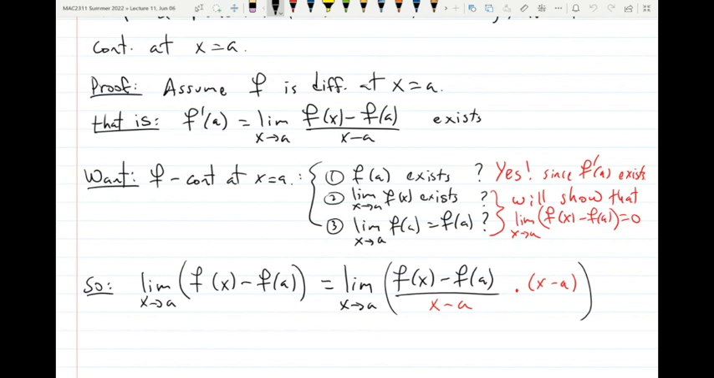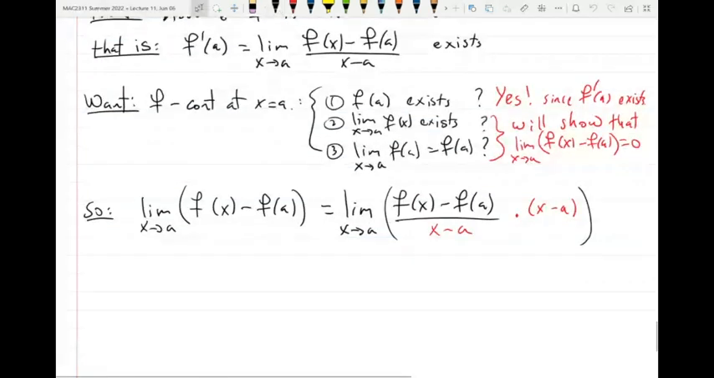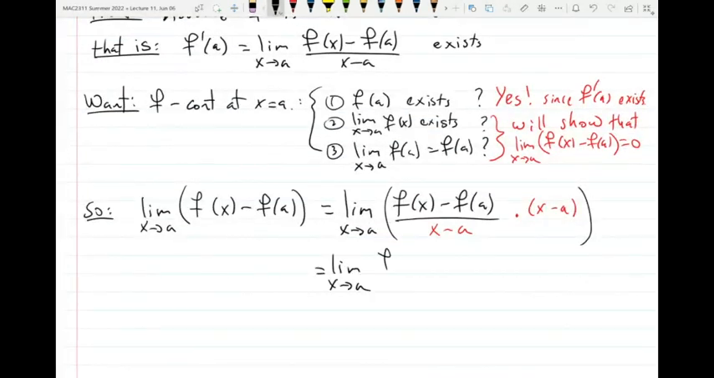That's what it means to be differentiable, right? Because the function is differentiable, this limit exists. Does this limit exist? Yes, x minus a. There's nothing wrong with that limit. So I can split this as a product of two limits. It's one of the properties that we have.